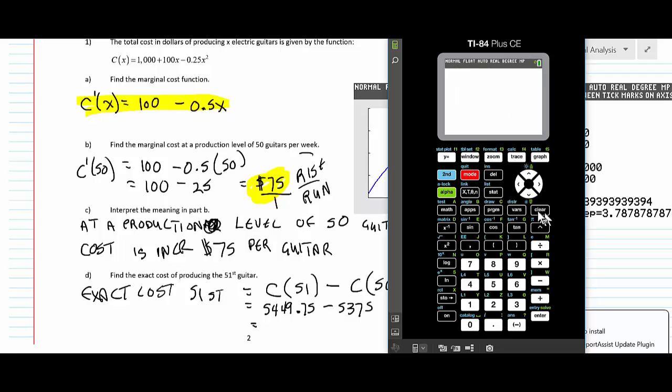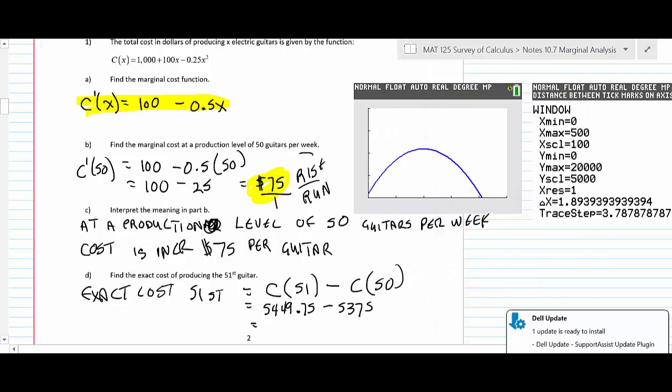Okay, so what'd you guys get on that then? 54. Okay, and was it fairly close to 75? That's kind of what I was wanting you to see, because generally you're going to be pretty close to that marginal cost when you do that. So this is $74.75. That's the exact cost of producing that 51st item. And again, I want you to see if those things are pretty close.